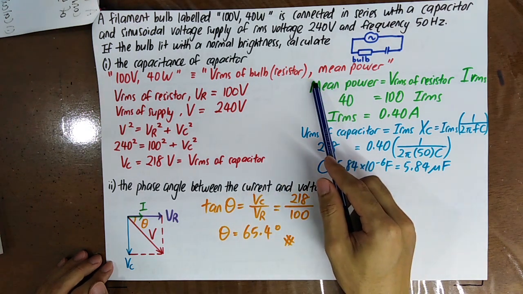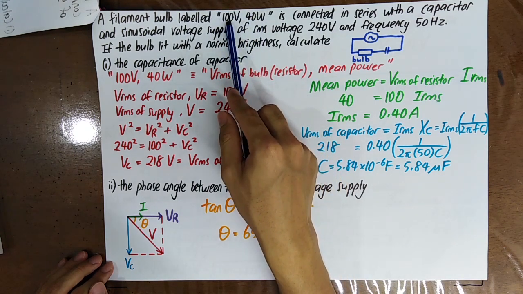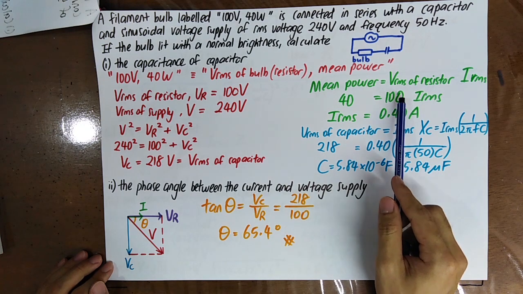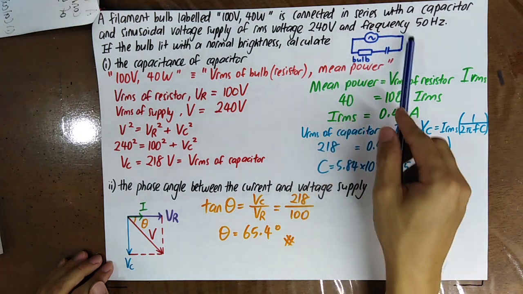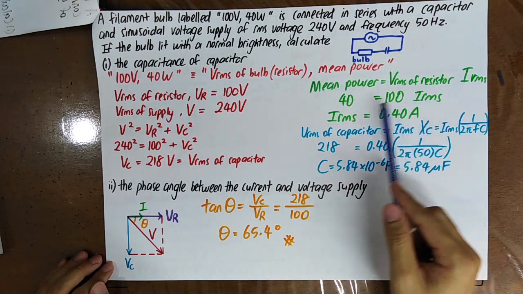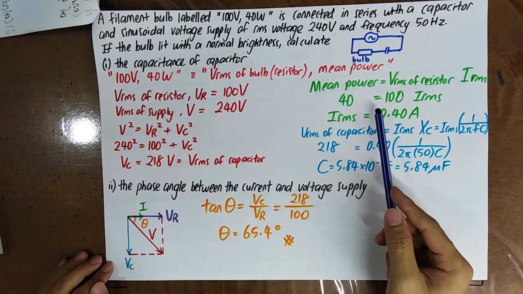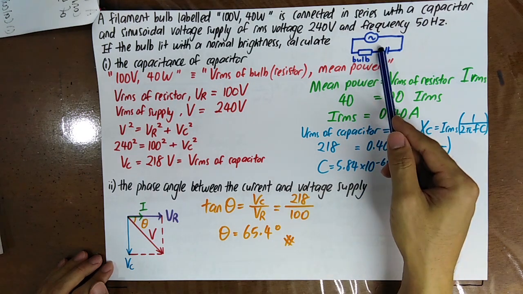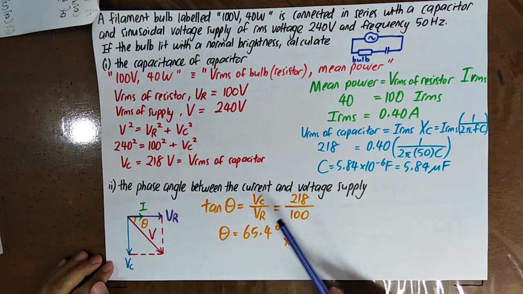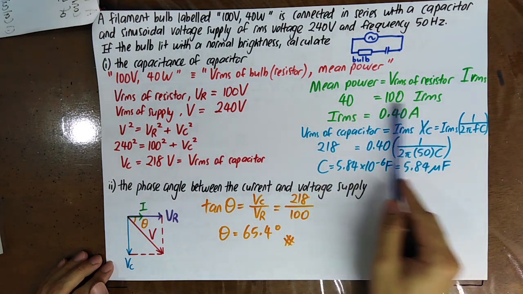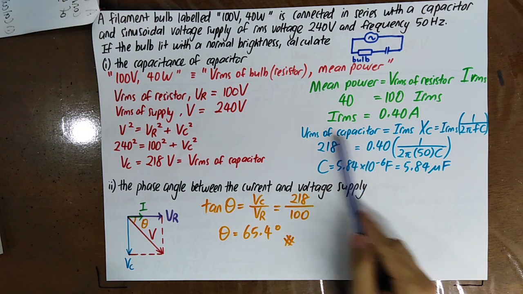At the same time, by providing you with the power and the root mean square voltage, you can get the root mean square current. Because they are connected in series, once you find the root mean square current across the bulb, which is across the resistor, you straight away know that it is the same as the current that flows through the capacitor. Okay, so after knowing these two terms, you can get the C by using this formula.